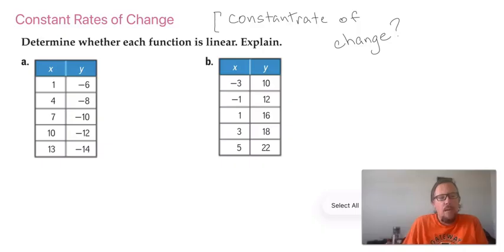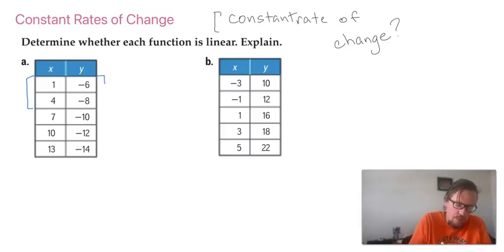We have to go through every row on this table and make sure that the change in y over the change in x, which is rate of change, is the same. So let's look just at these first two rows here. And our y goes from -6 to -8. So we're going to do -8 minus -6. And then our x goes from 1 to 4. So we're going to do 4 minus 1.